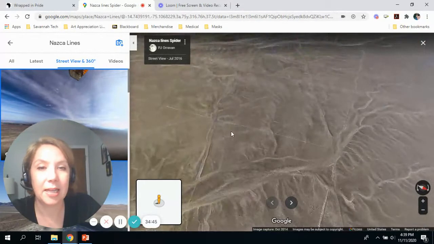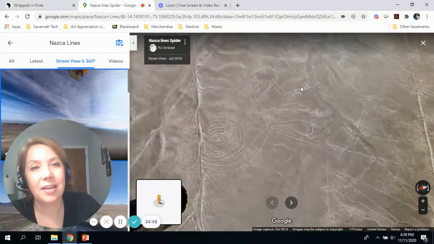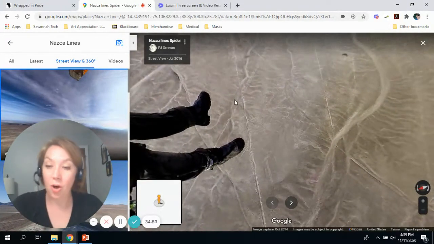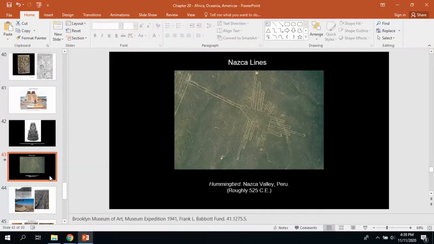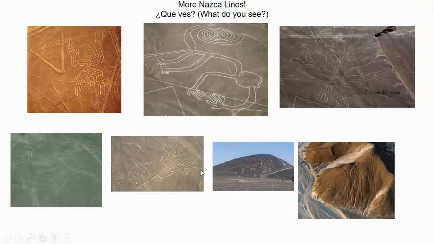Let's see, I think this is the one. Yeah. So right there, you can see the figure of a monkey. And there's a whole plethora of different shapes as well. So again, this is what the Nazca lines look like from the ground. From the air, they look a bit like this.